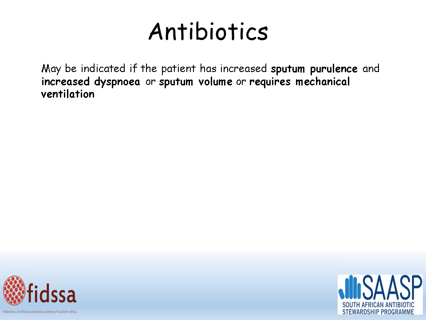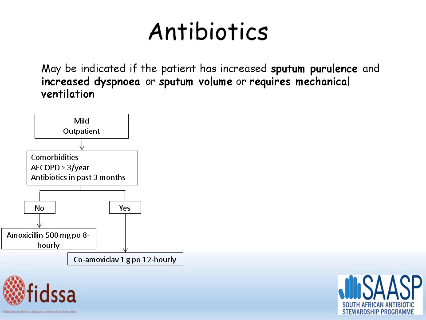In terms of antibiotics, although many exacerbations are viral, it can be difficult to determine which are bacterial. And antibiotics may be indicated, particularly if there's increased sputum purulence, which, although not perfect, is one of the better clinical predictors of bacterial infection. Also, if there's increased dyspnea or sputum volume, and certainly in patients who require mechanical ventilation.